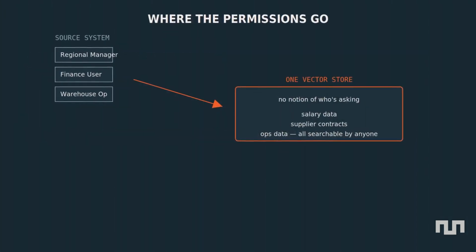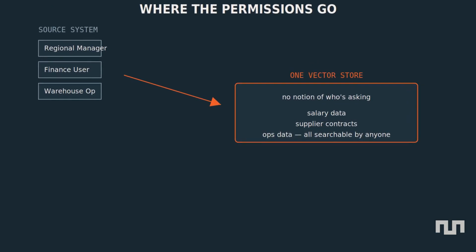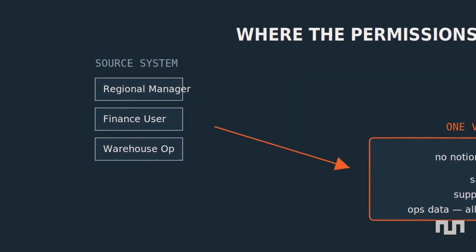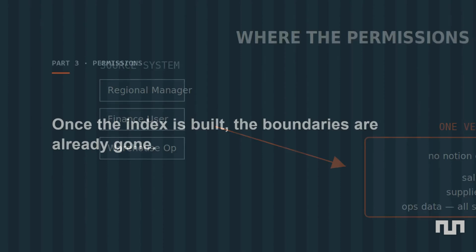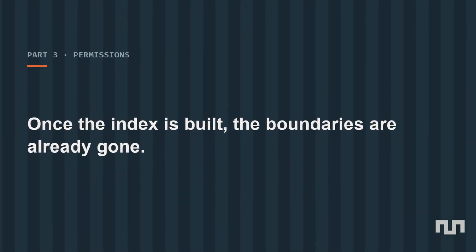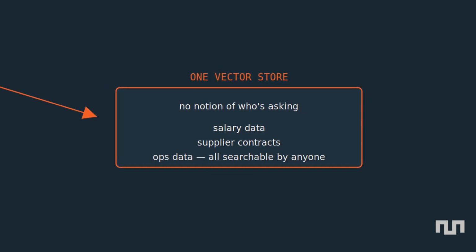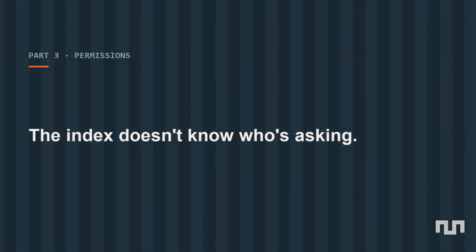Third, and this is the one that actually kills projects, enterprise systems have row-level access control. A regional manager sees their region. A finance user sees costs. A warehouse operator sees neither. The moment you embed everything into a single vector store, all of that is gone. The index doesn't know who's asking, and a retrieval system will happily surface a salary figure or a supplier contract to whoever phrases the question right.